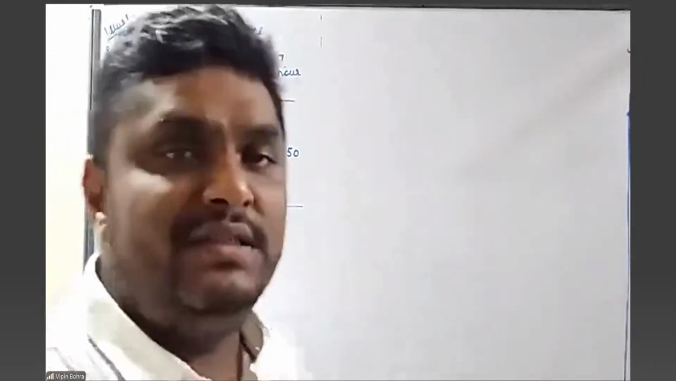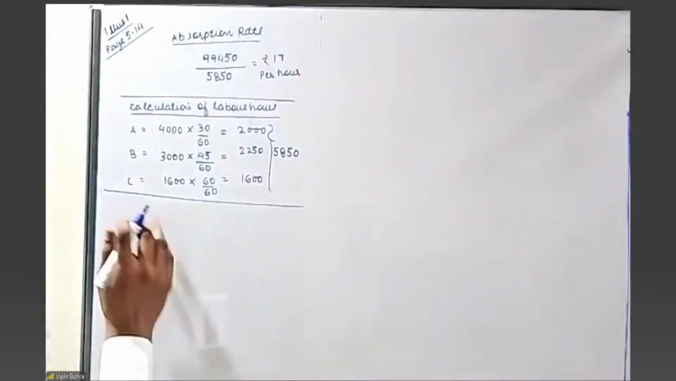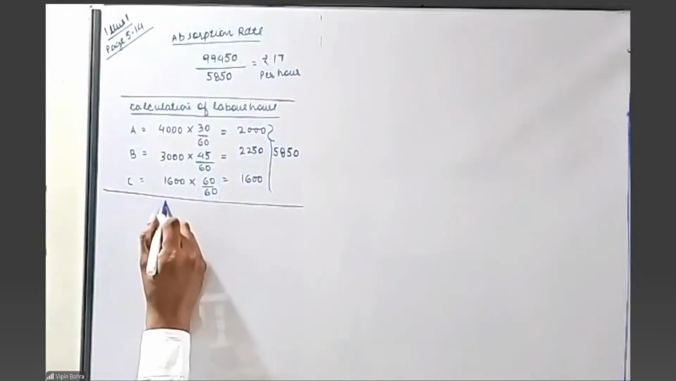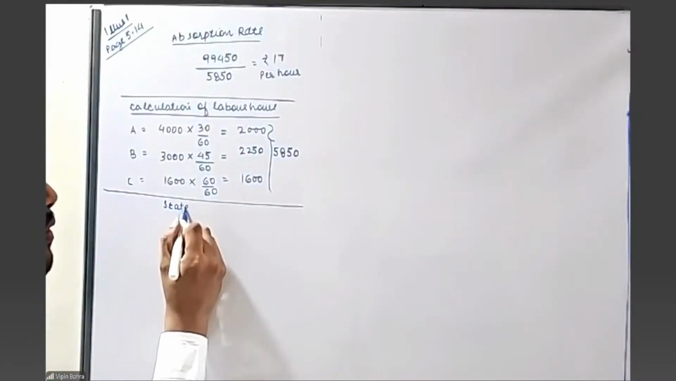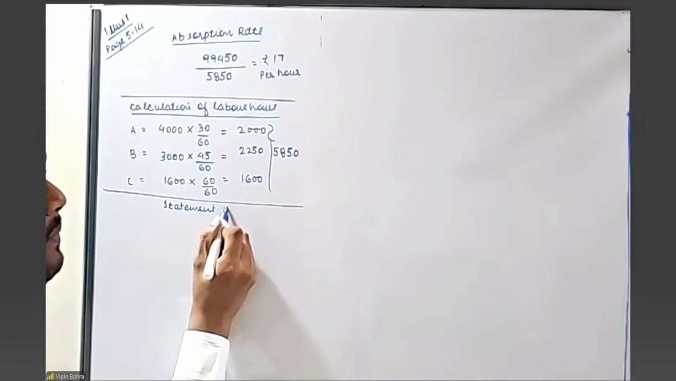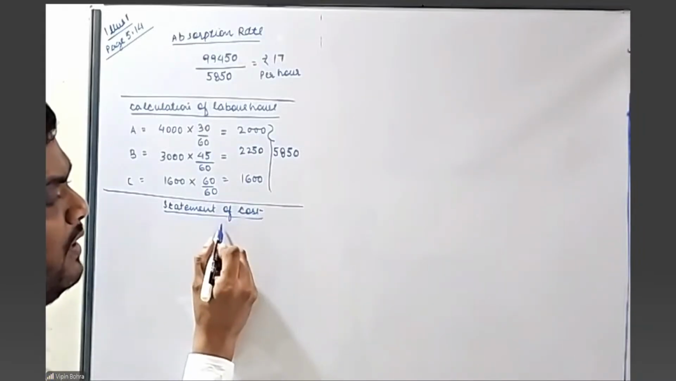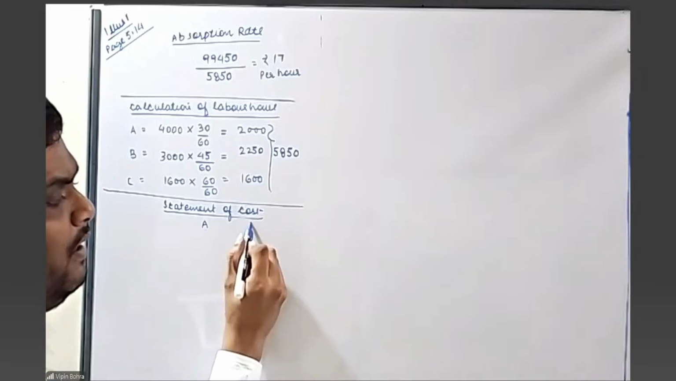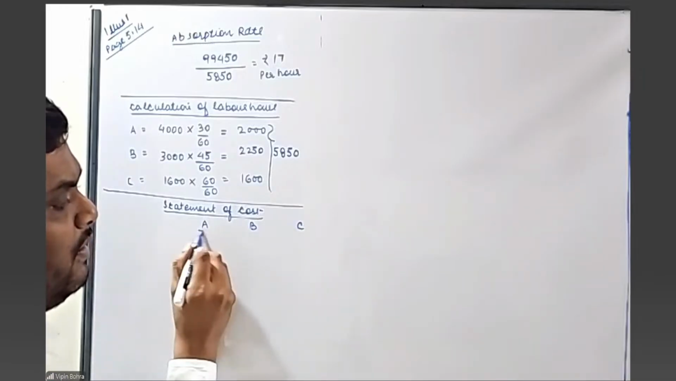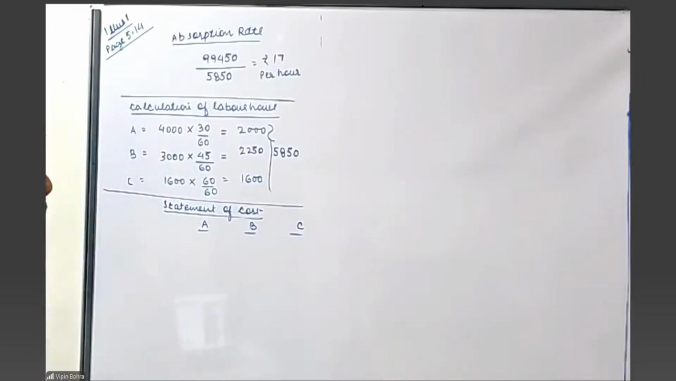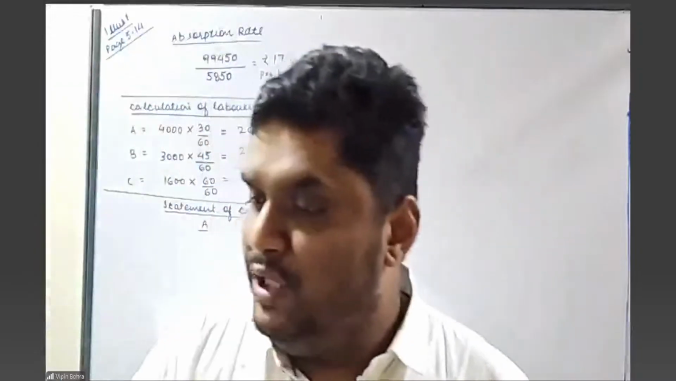Okay, so now let's start with the calculation of cost. The same concept that we have learned in overheads. That is, let's calculate the total cost. So we'll prepare a statement of cost. There are 3 products, A, B, and C.